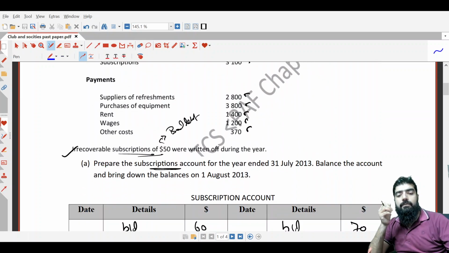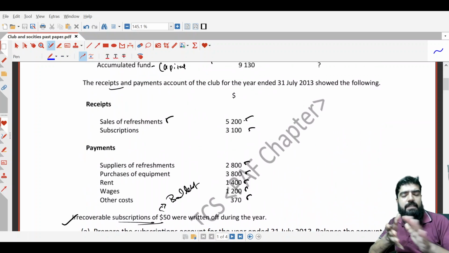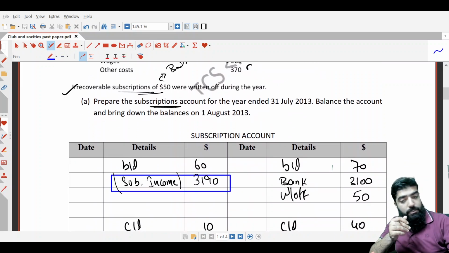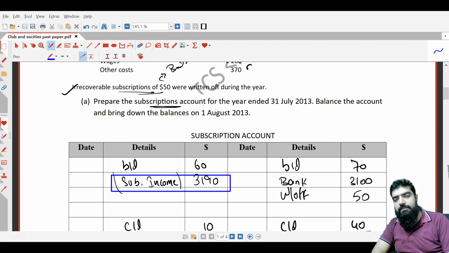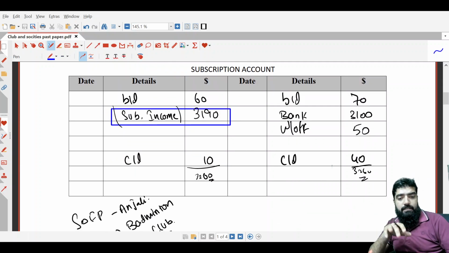Okay, so far we were done with the first thing that we need to do in this particular question, that we need to prepare the subscription account, which we successfully prepared, in which we put the opening balances and the transactions during the period, and then finally we calculated the closing balance. So this is something that we have already done.